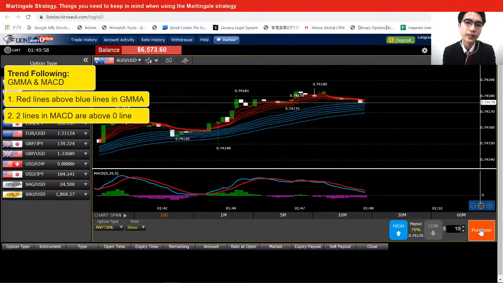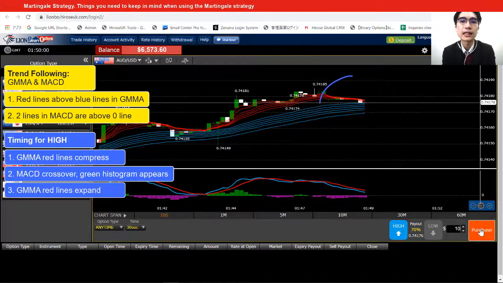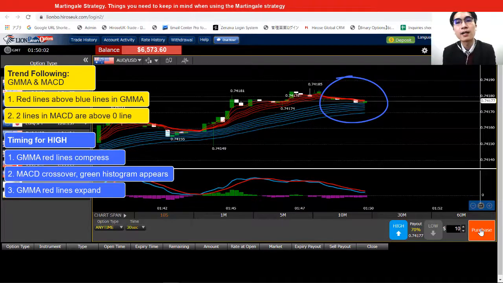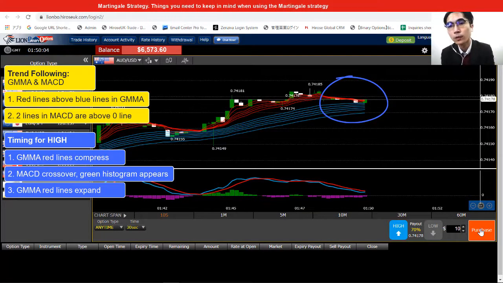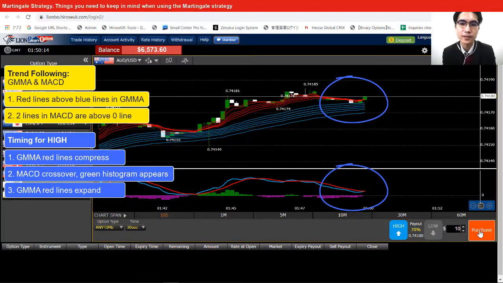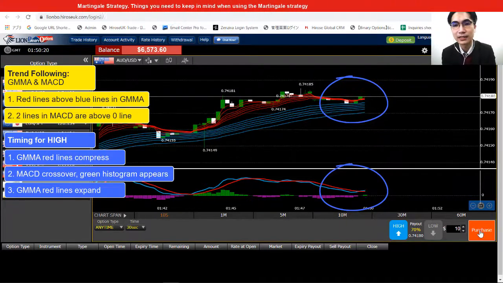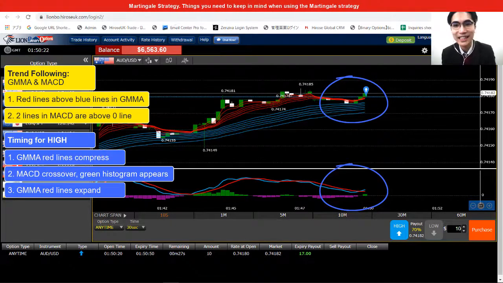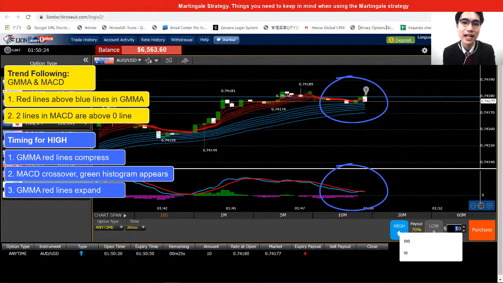So now we see that the market is in an uptrend. So next we'll be taking a look at the GMMA, the red lines. So now you see that they're compressing all the way. So we are just waiting for them to expand. So before they expand, we will be looking at the MACD, and if the two lines cross over and give me a green histogram, and then after that, if the GMMA expands, which is now, then I will place a trade.